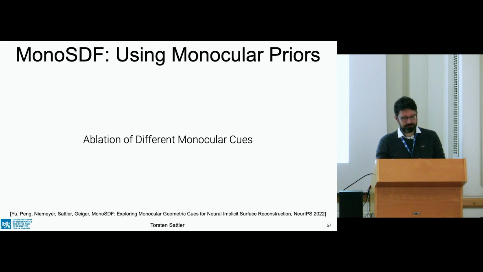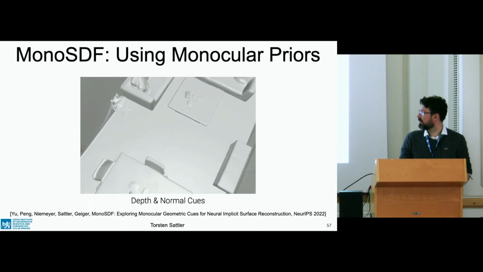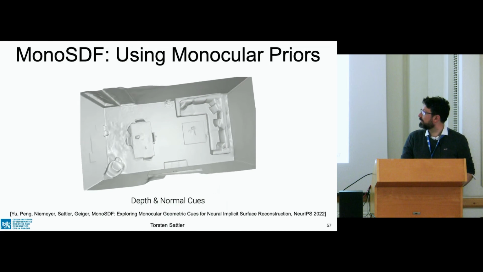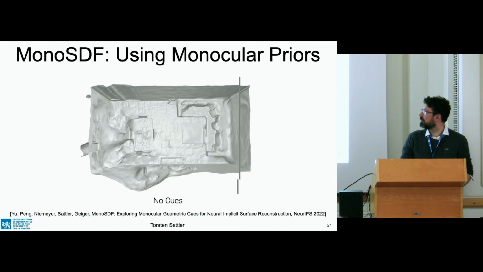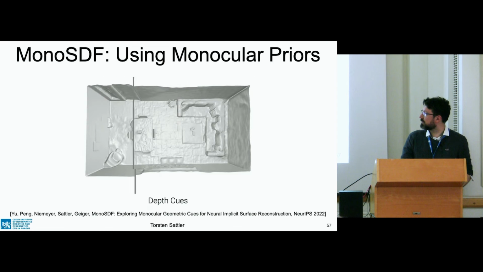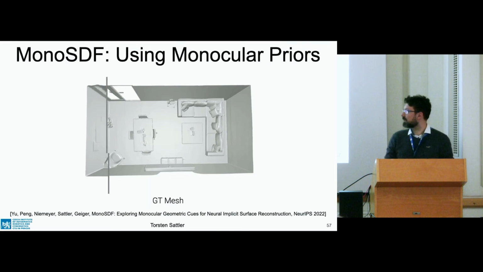And it turns out that depths and normals together give you the best results, but even just having access to depths or normals by itself is actually quite useful. So this is without any cues. This is what you get if you just have depths. This is what you get with depths and normals. And this is what the ground truth looks like.